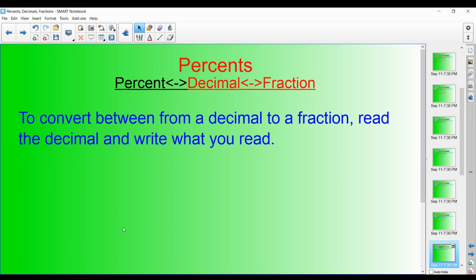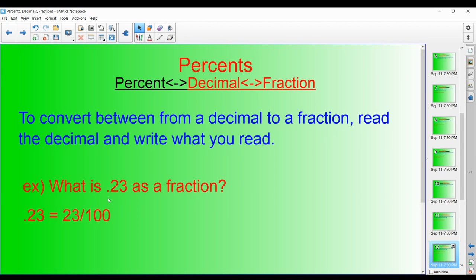Now we can convert between a decimal and a fraction, which we talked about previously. We read it and we write it. So if you say 0.23, that's not going to help us. But if you say 23 hundredths, then we can write it. And depending on the situation, whether we want to simplify or just leave the fraction as is.